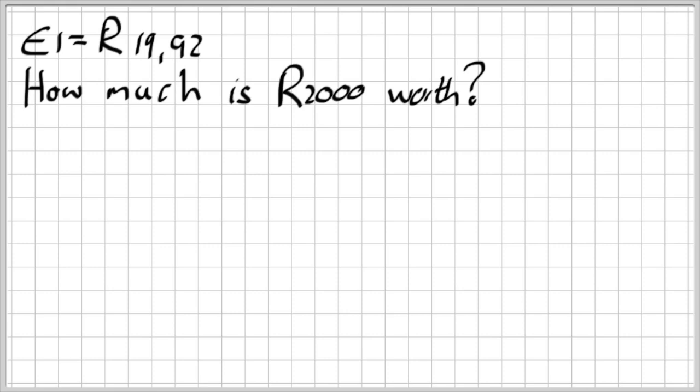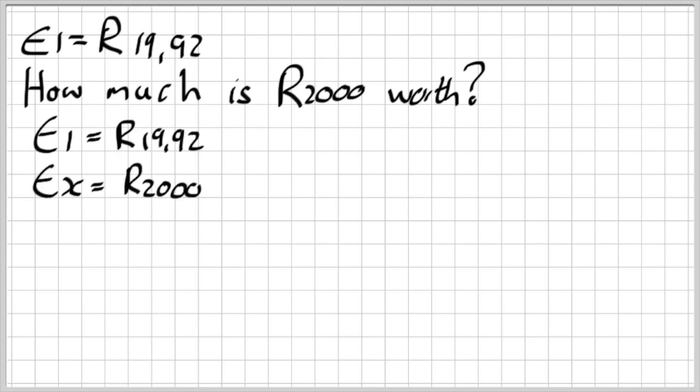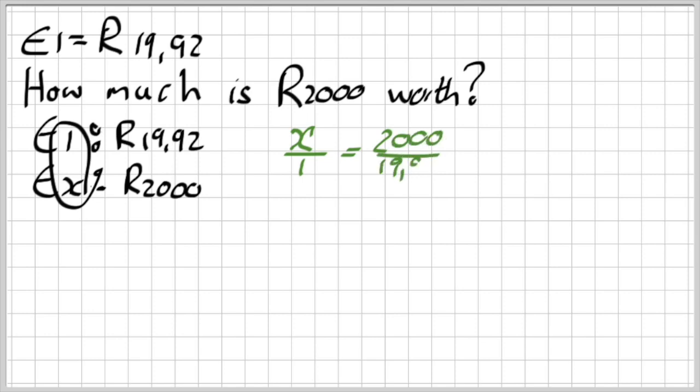So what I'm going to do, ladies and gentlemen, is start off with setting up my ratios. So 1 euro is 19 Rand 92. Instead of equals, let's write it in ratio form. I'm going to place the x at the top, and I love to do that simply because it is so much easier. So if I place the x at the top, I've got x over 1, and that is equal to 2,000 over 19,92.